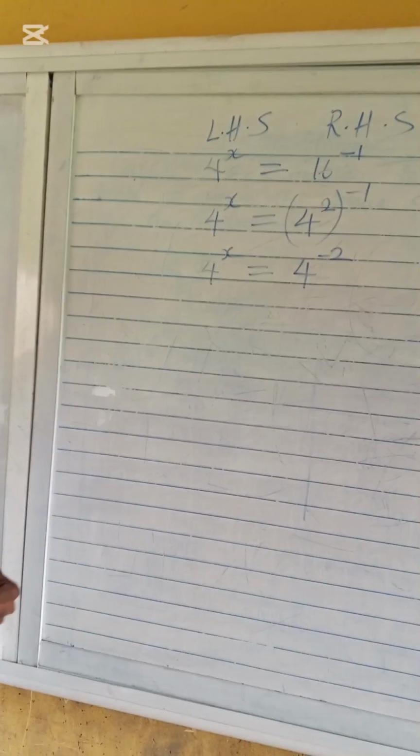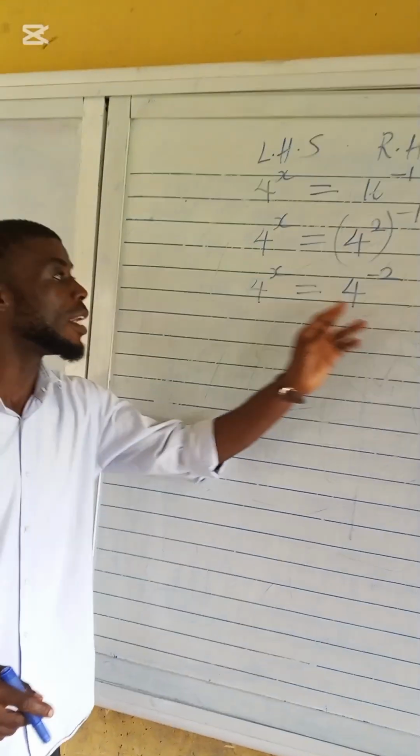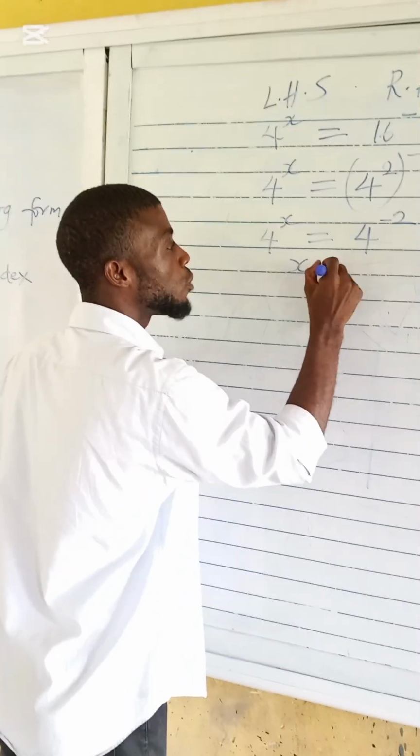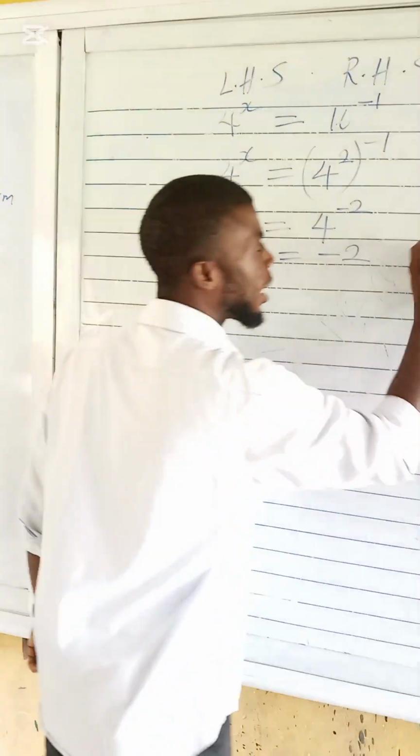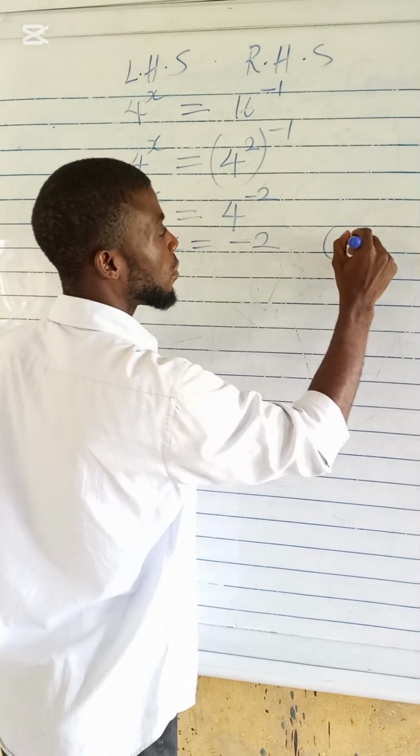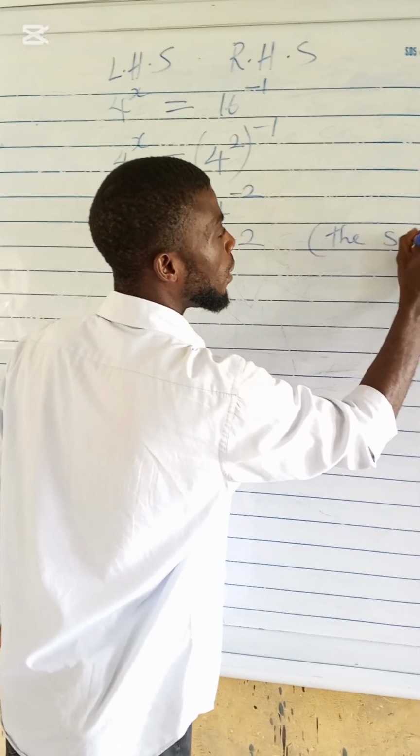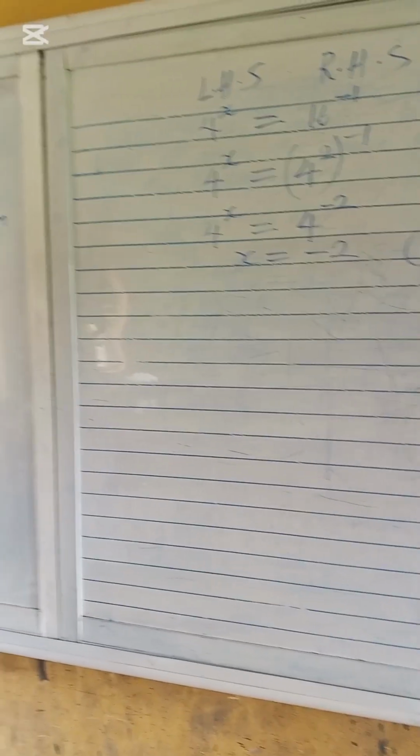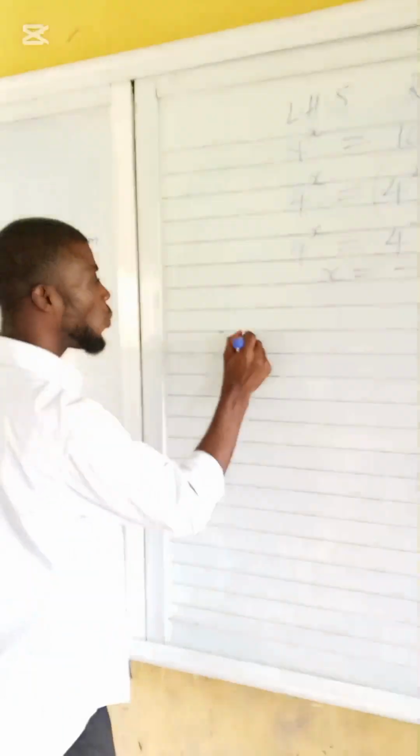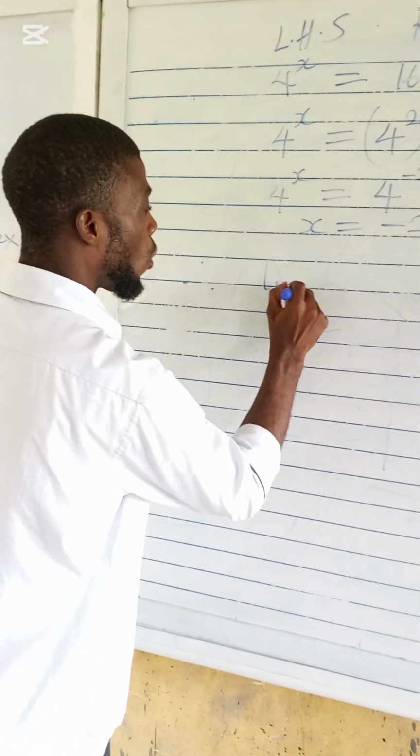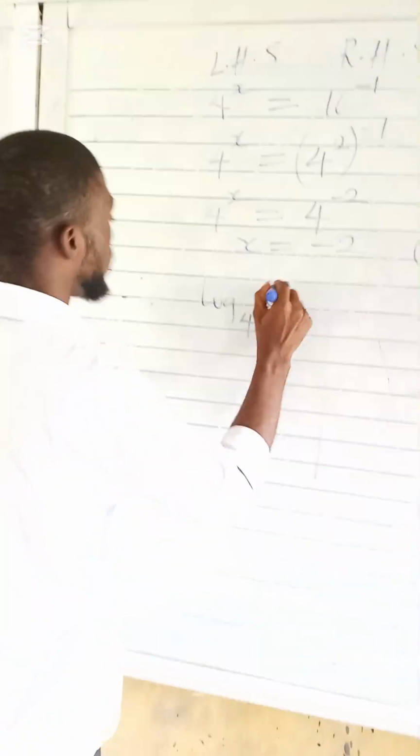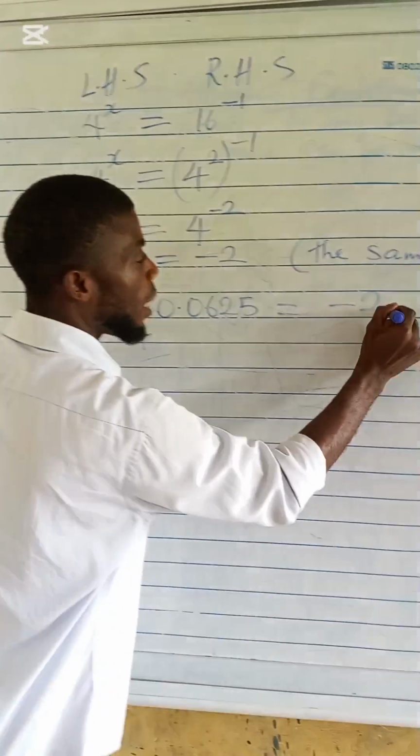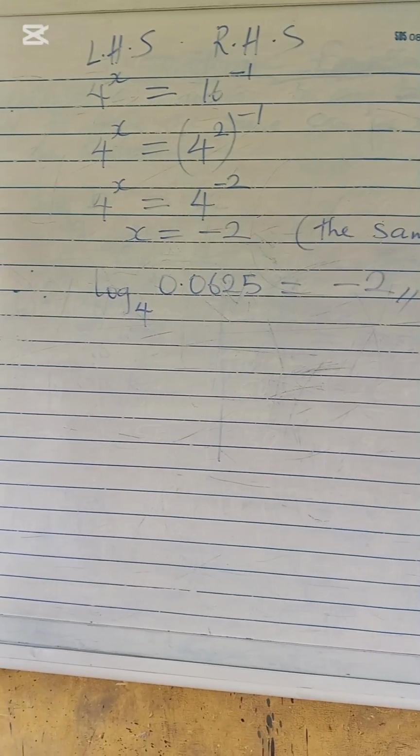Now look at this. This is what? An equation, and their bases are the same. If this is going to be equal, we are saying that x must be equal to what? Minus 2. And I can state the reason by the side: the same base. The same base. Therefore, we can now quickly conclude our solving that log base 4 of 0.0625 is equal to what? Minus 2.